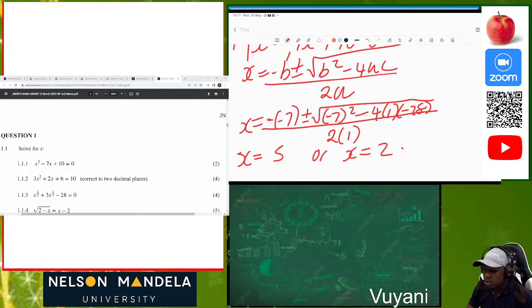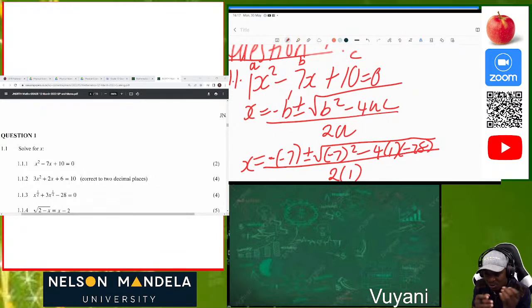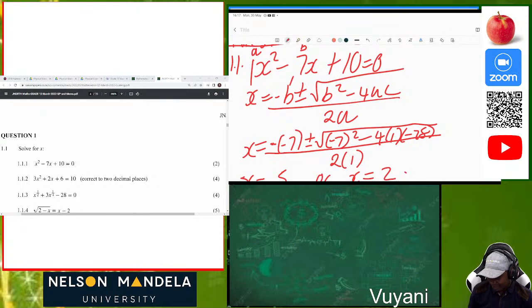So what is important is to be able to use your calculator, to press your calculator so that you can get a correct answer. Okay. So initially we're given this x squared minus 7x plus 10 is equal to 0. So we saw that this is a quadratic equation. So what did we do? We used the quadratic formula.